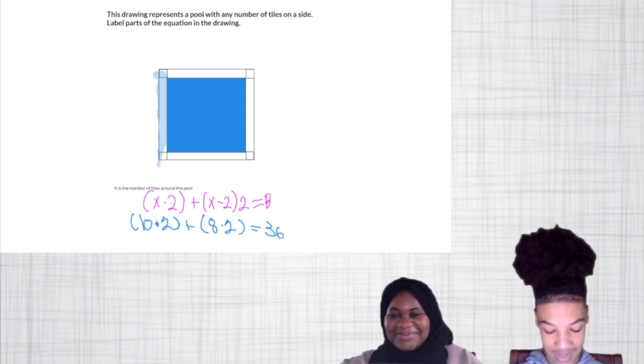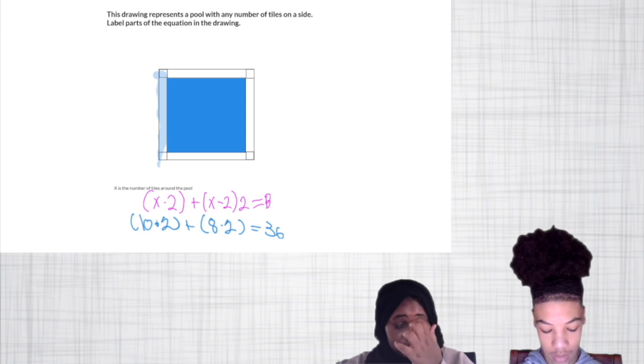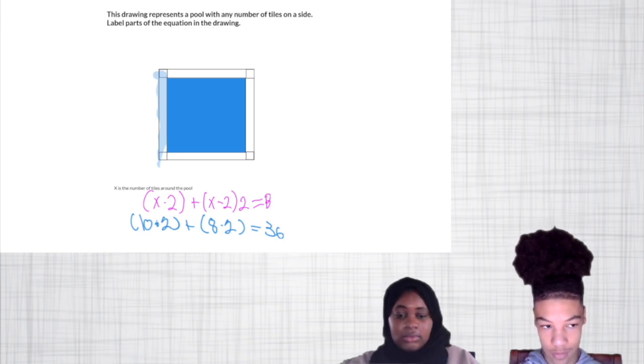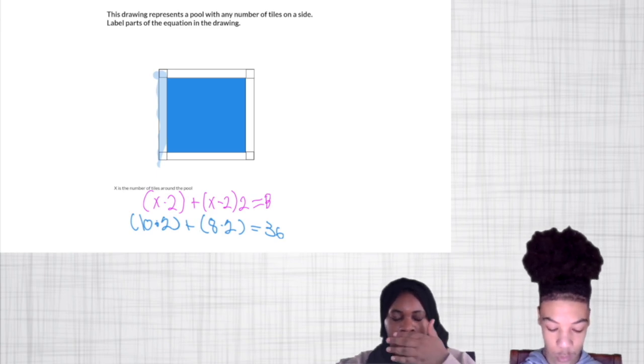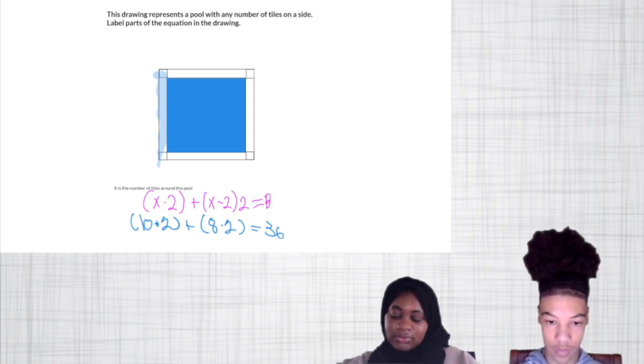Well, I think it's the total number of tiles on one side, because we can tell from the equation below, the 10 times 2 plus 8 times 2, the x and the 10 are the same. And the 10 was the total number of tiles on one side, which means the x should be the total number of tiles on one side. What do you think, Halima?